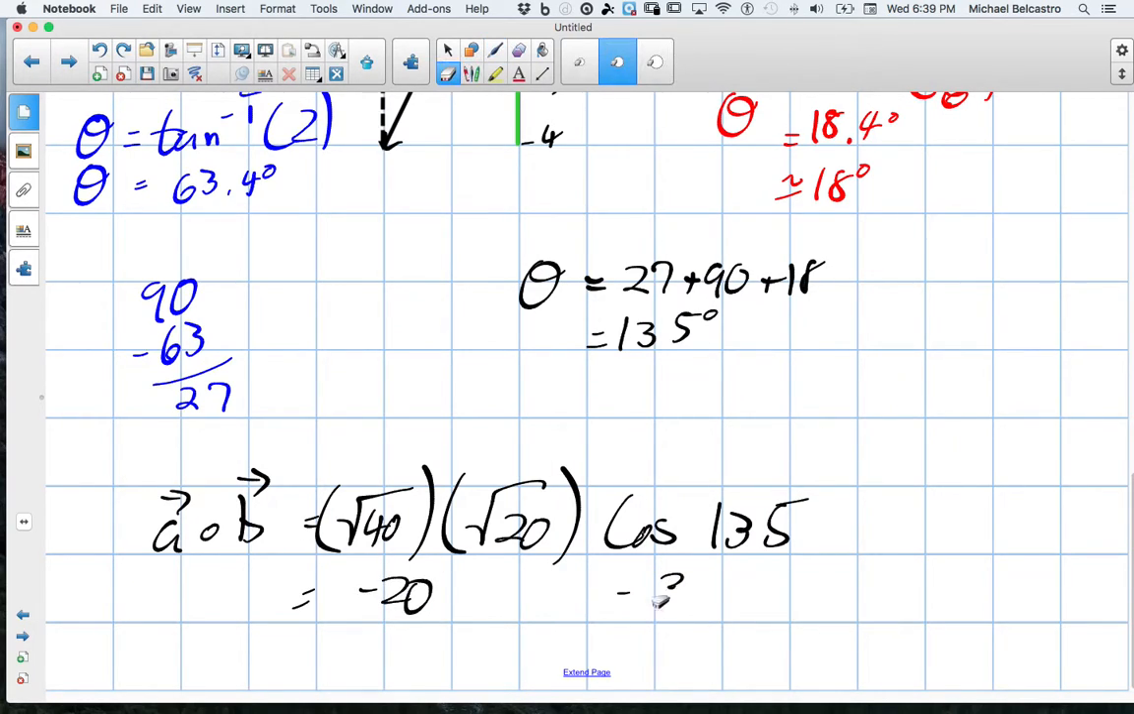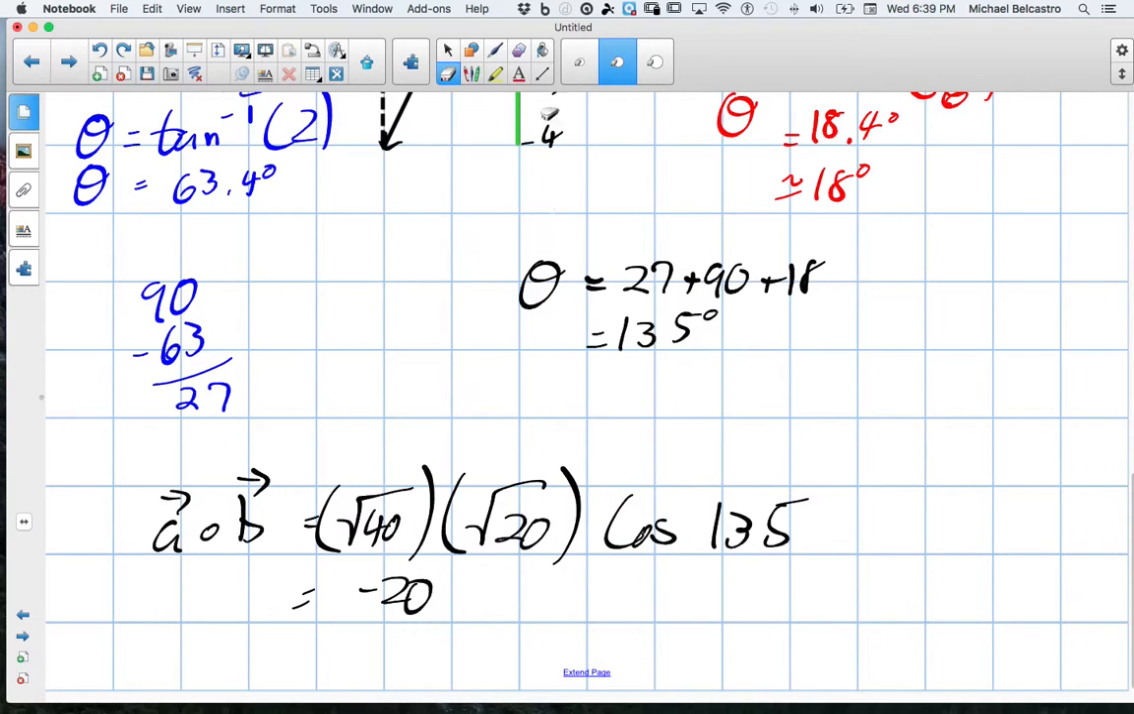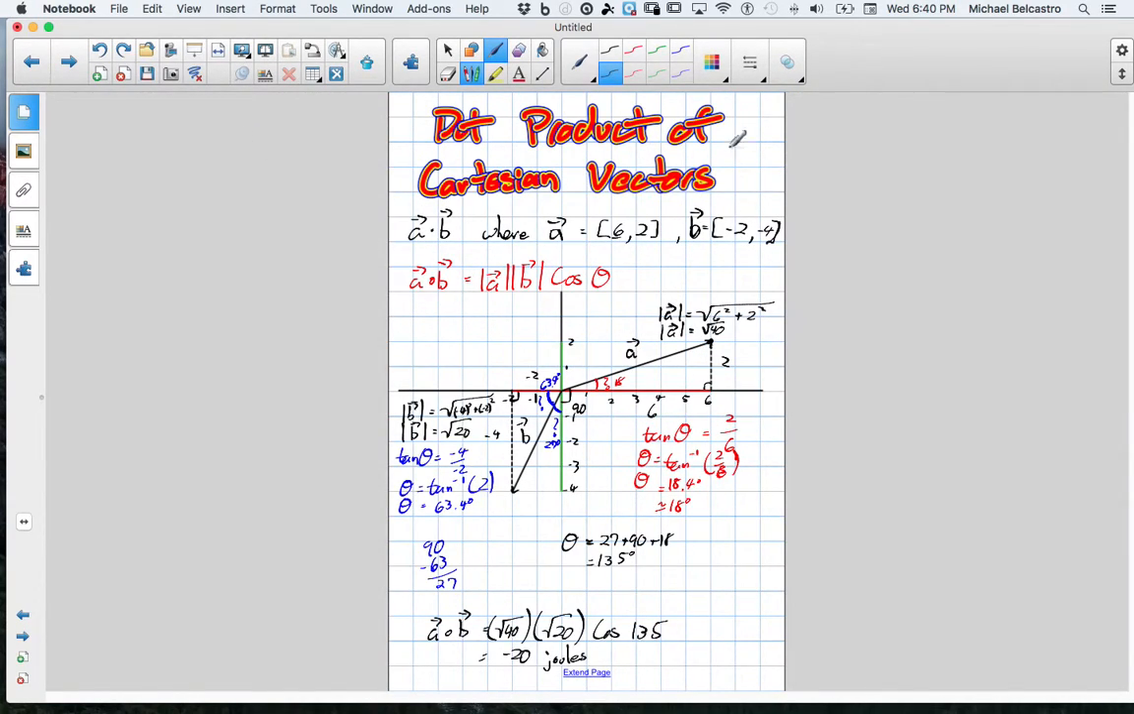Okay, so it looks like we have negative 20 joules in terms of our dot product between these values here. Joules, or Newton meters, I think it is, for a measurement. Okay? So there you go. You got your values. Quite a bit more work on the Cartesian vectors than when they actually give you the magnitude of a vector.